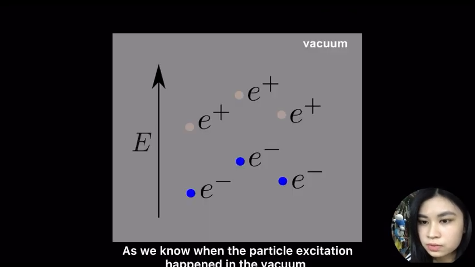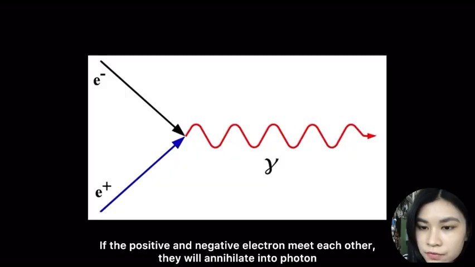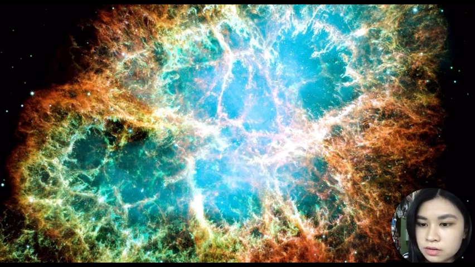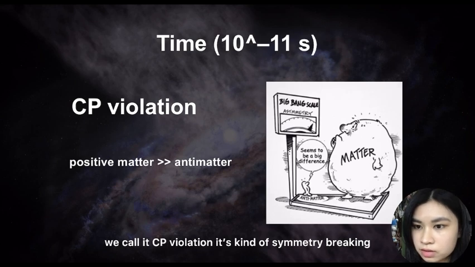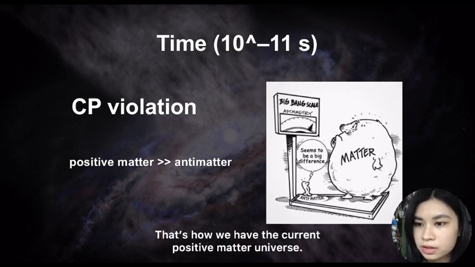As we know, when particle excitation happens in the vacuum, the positive and negative electron must come out at the same time. If the positive and negative electron meet each other, they will annihilate into photons. If the universe were completely symmetrical, everything would turn into photons. But something happened. We call it CP violation. It's a kind of symmetry breaking. The symmetry breaking causes positive matter to be much more than antimatter. That's how we have the current positive matter universe.